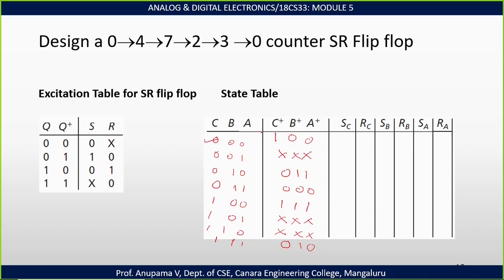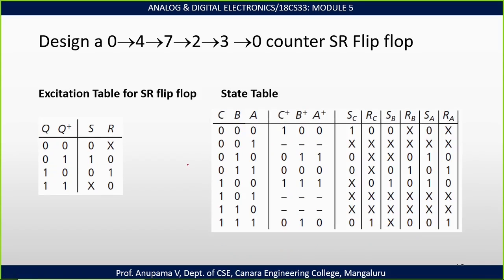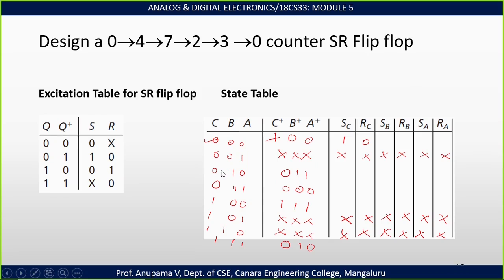So C and C plus is 0, 1. So 0, 1 means 1, 0. If the entry for C and C plus is 0, X, whenever X comes, don't bother about the next state, write don't care condition straight away in the table. Again for 5 and 6 also it is don't care condition. No need to refer to the excitation table. Straight away you can write don't care condition. That is, if any don't care conditions are present in the state table, then you write don't care condition everywhere in the table.